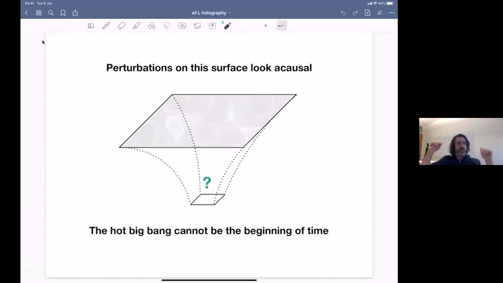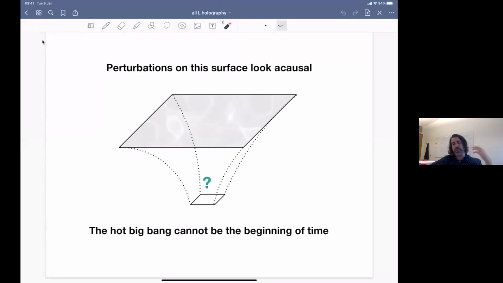And so we have to explain this kind of peculiar effect. So we want to explain the origin of these correlations. And of course, this puzzle has a simple resolution. The simple resolution is really just that the hot Big Bang cannot be the beginning of time. There had to be some pre-Big Bang epoch during which these correlations were generated.